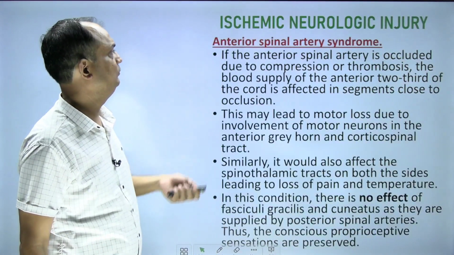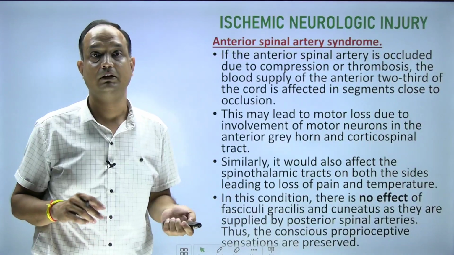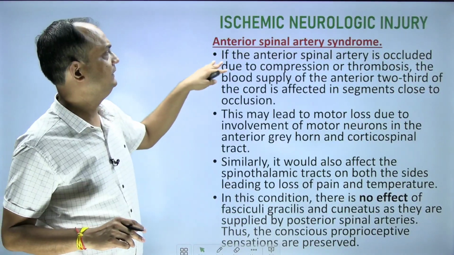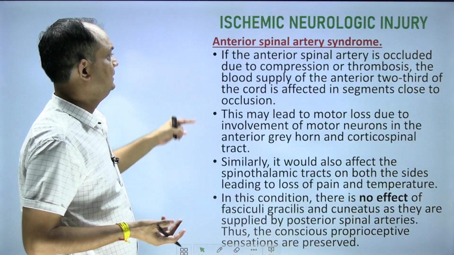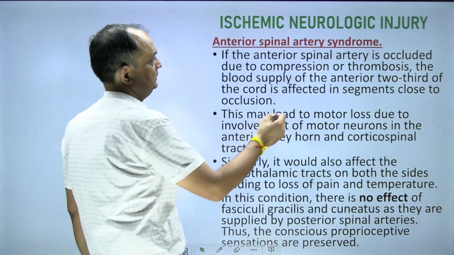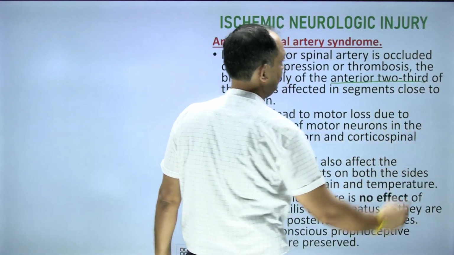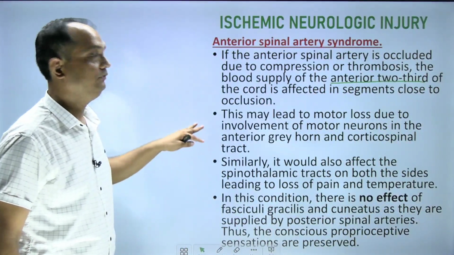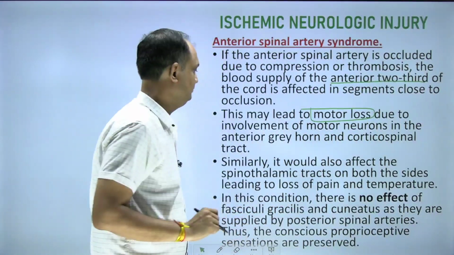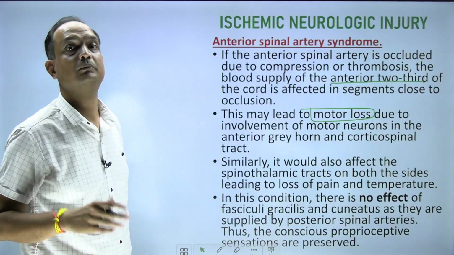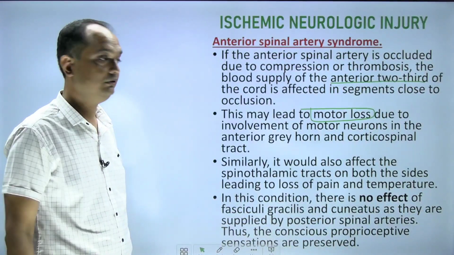So first I will tell you what is spinal artery syndrome, particularly the anterior spinal artery. If the anterior spinal artery is occluded, what will happen? You know that the blood supply of the anterior two-thirds is going to be hampered, and what will happen in this condition? It will lead to motor loss. Now, why is there a motor loss? Because there is an involvement of the alpha motor and gamma motor neurons of the anterior horn.